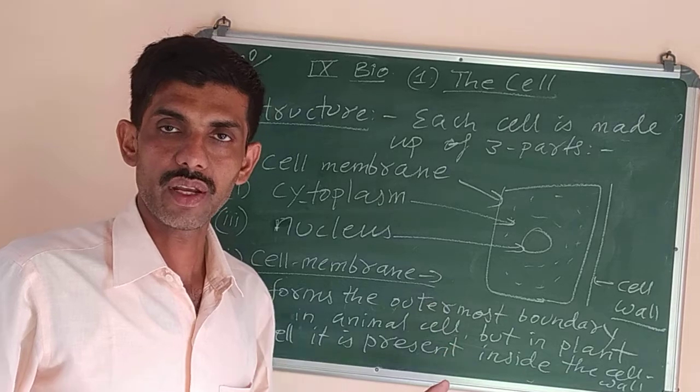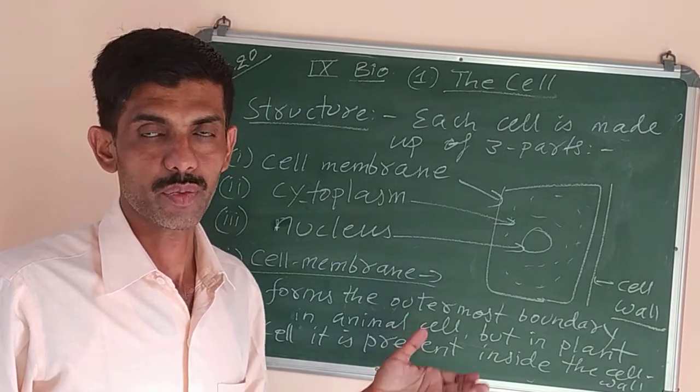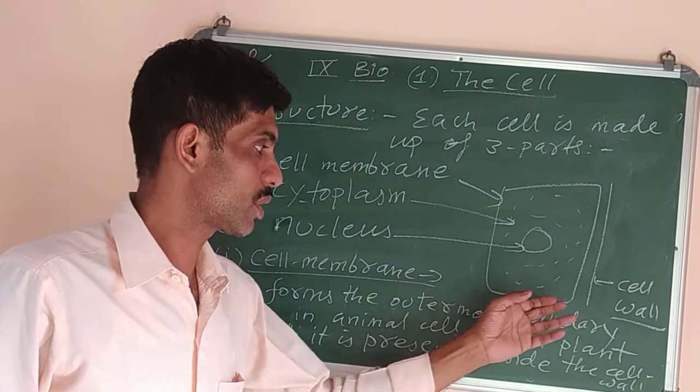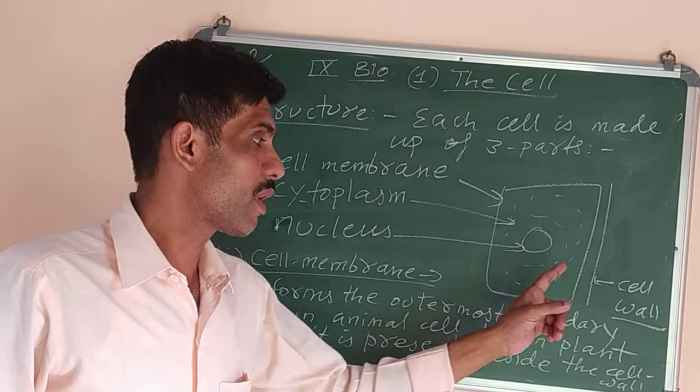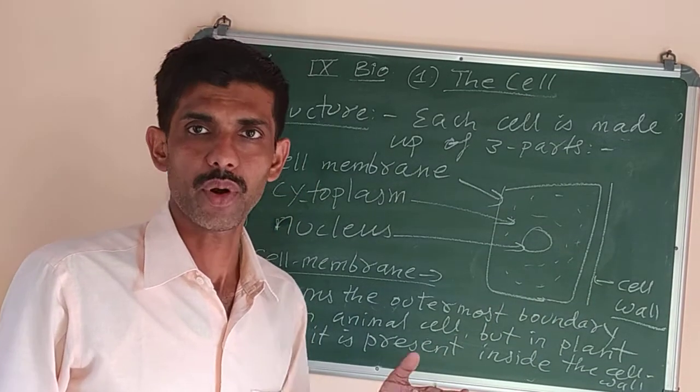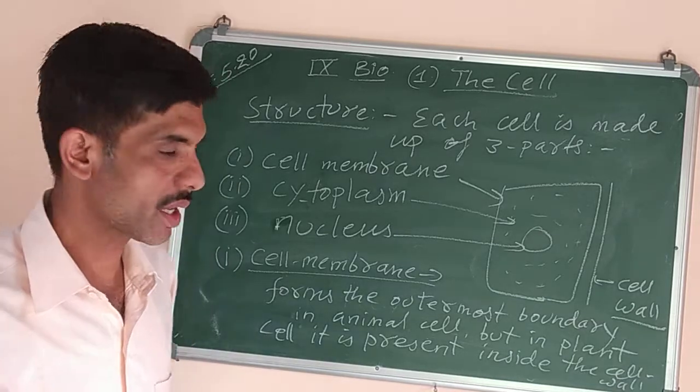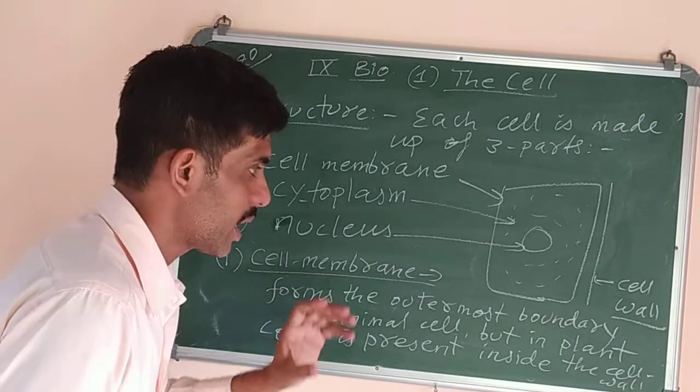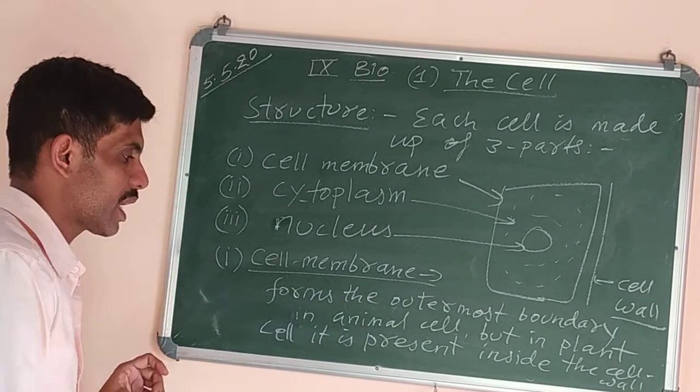It is a very tough or hard membrane which gives protection to the cell. It also gives shape to the cell. It is found only in plant cells, some protists, fungi and bacteria. Okay? So we will study about it later. First we will complete this cell membrane.